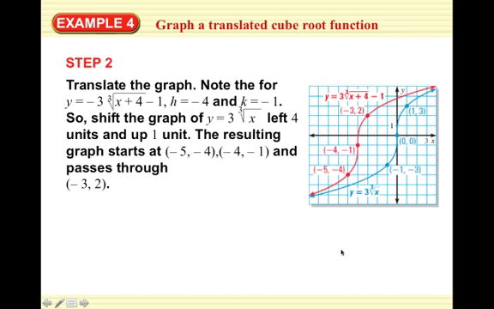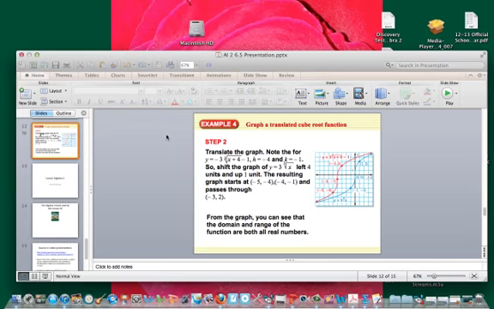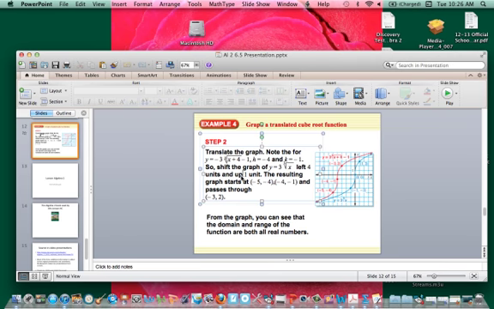Now we want to translate this whole thing. Let's see. x plus 4 is the same thing as x minus -4. So h is -4. Then we have -1, so k is -1. So we need to translate left 4 and down 1. So let's change that to say down 1.